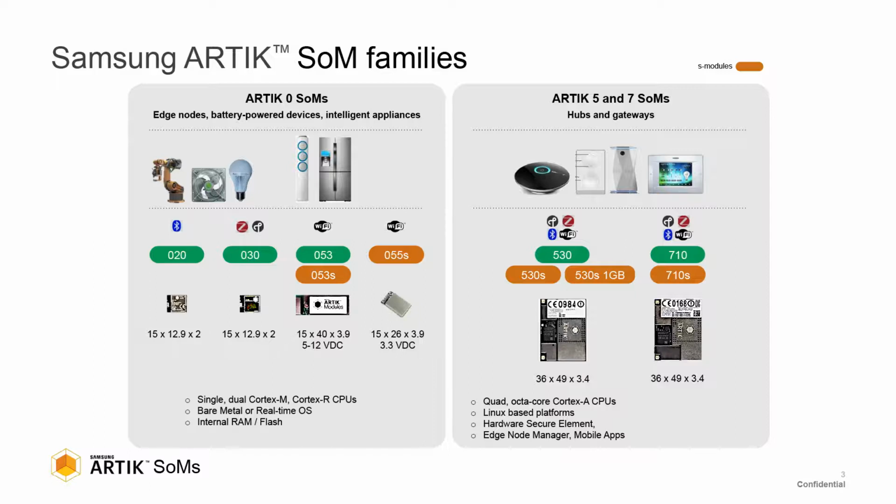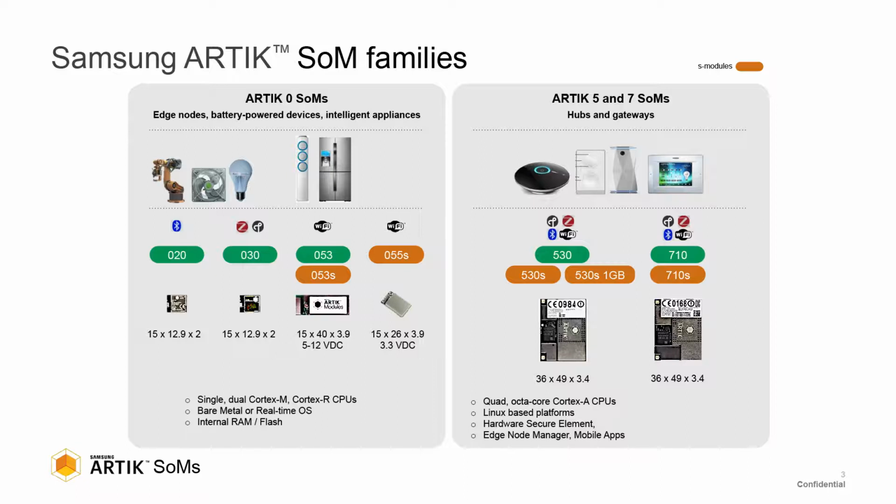For ARTIK 0 modules, we have ARTIK 020, which is a Bluetooth low energy device. 030 supports Zigbee and Thread. And the 050 series is our Wi-Fi product line. All these devices are powered by single or dual-core Cortex-M or Cortex-R CPUs. They're running bare metal or a real-time operating system on top of that. Of course, we provide internal RAM, flash, and secure subsystem to support our security features.